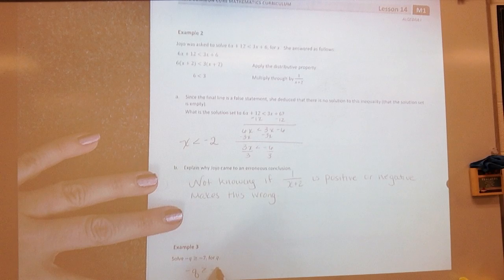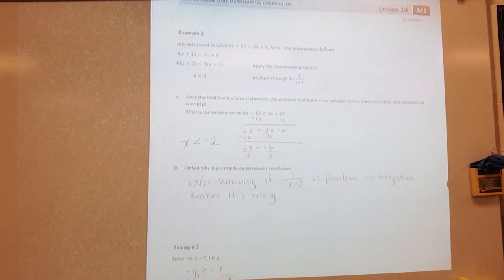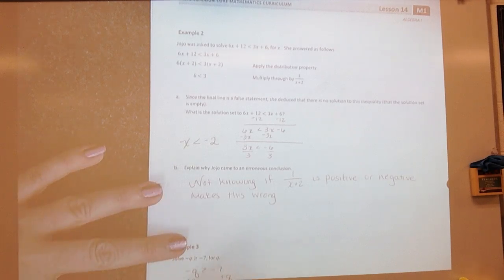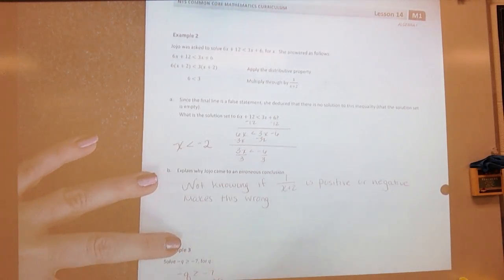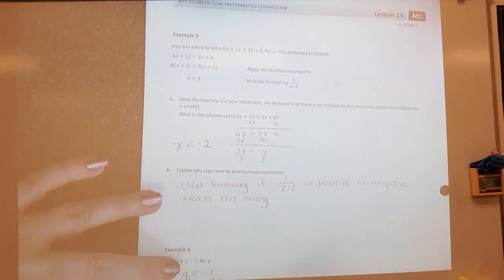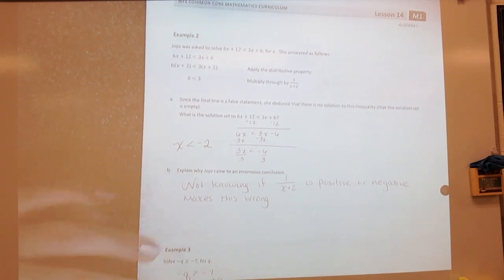Let me rewrite my problem here. I'm going to add q to both sides. And I get 0 is less than or equal to negative 7 plus q. I'm going to add 7 to both sides, and I get 7 is greater than or equal to q, which tells me that q, and I'm going to rewrite this, is less than or equal to 7. Okay?